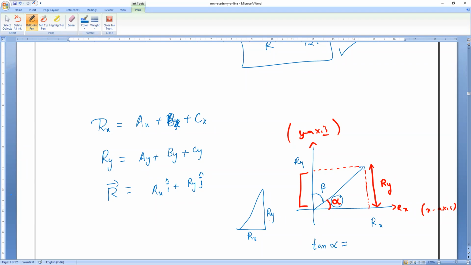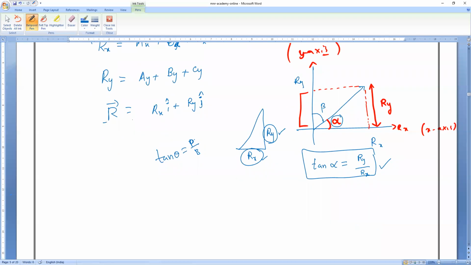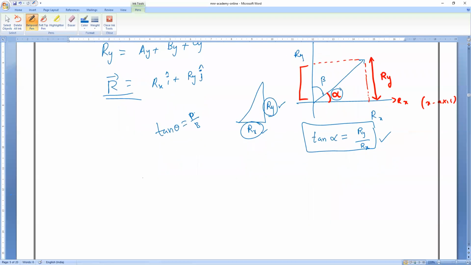Now, if you want to find tan alpha, remember the formula. Tan theta is equal to what? Opposite by base. Opposite means Ry, divided by base, which is Rx. So this is the formula to find tan alpha. Now I want to find the magnitude of the resultant vector. How to find it? Very, very important. We all know the mod is equal to root of Rx squared plus Ry squared.